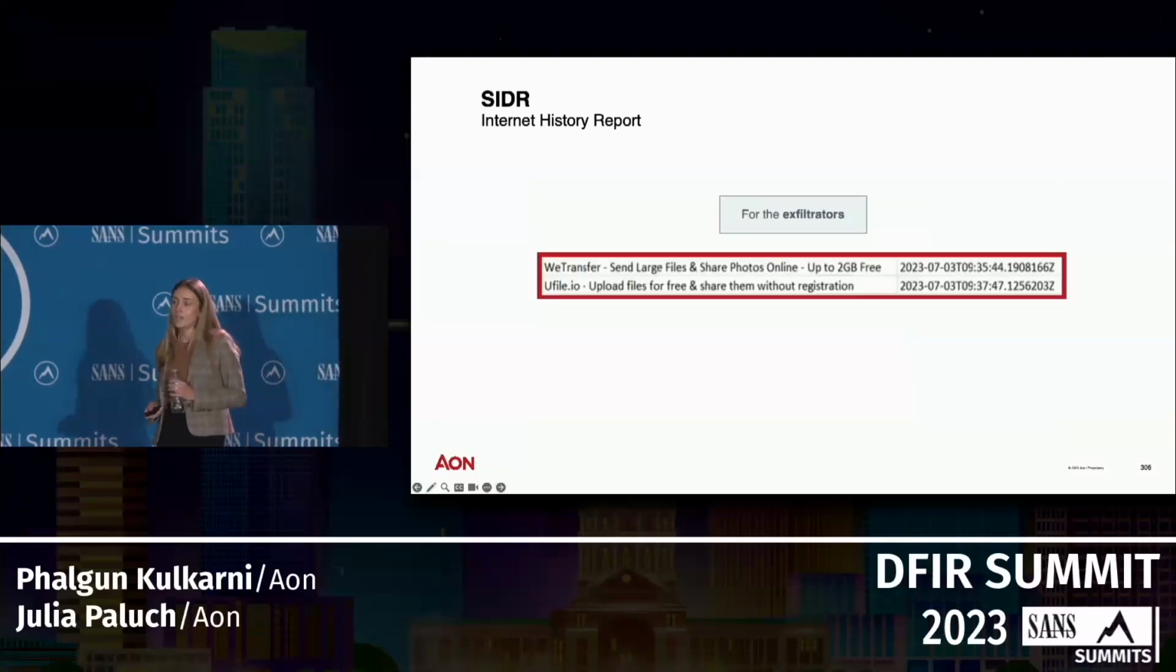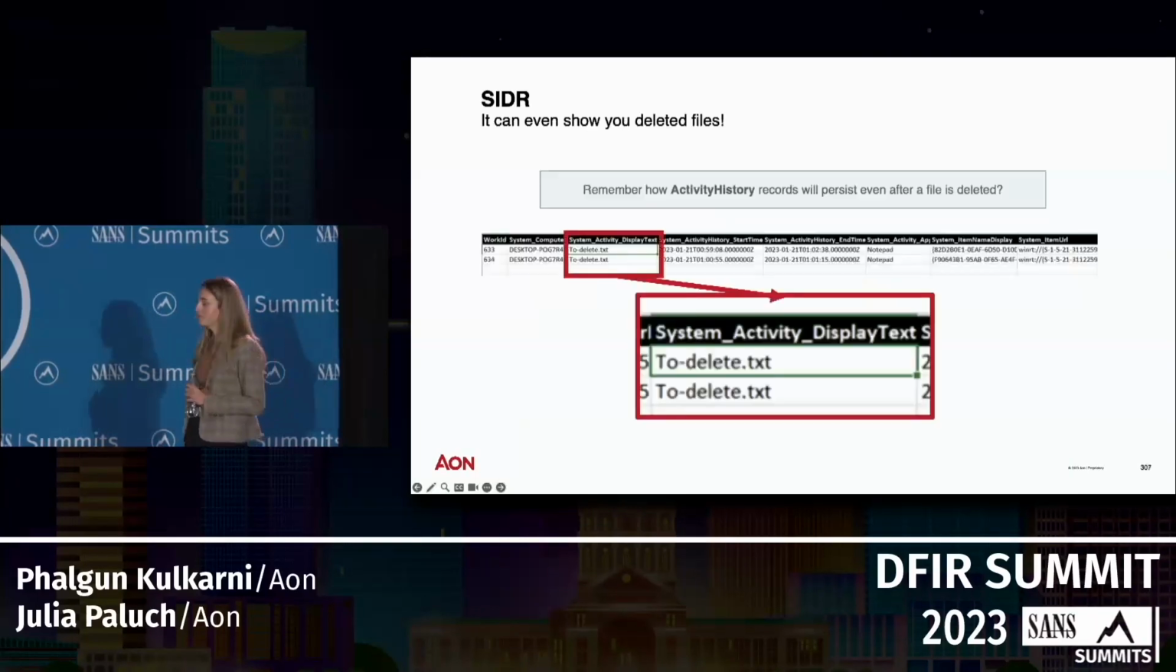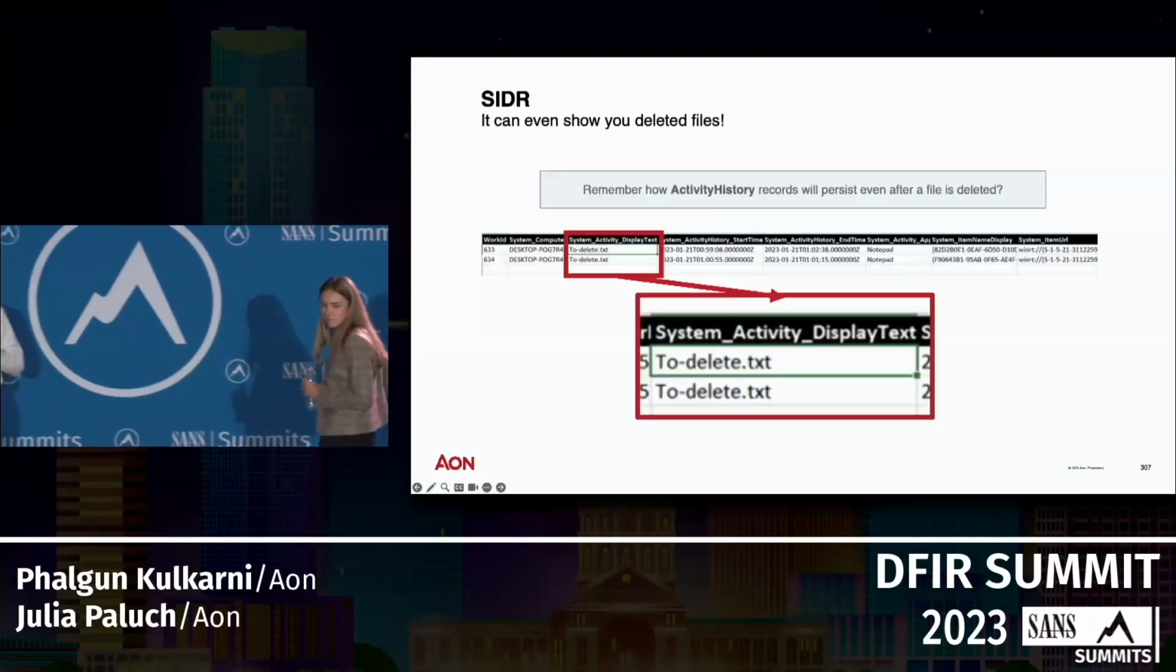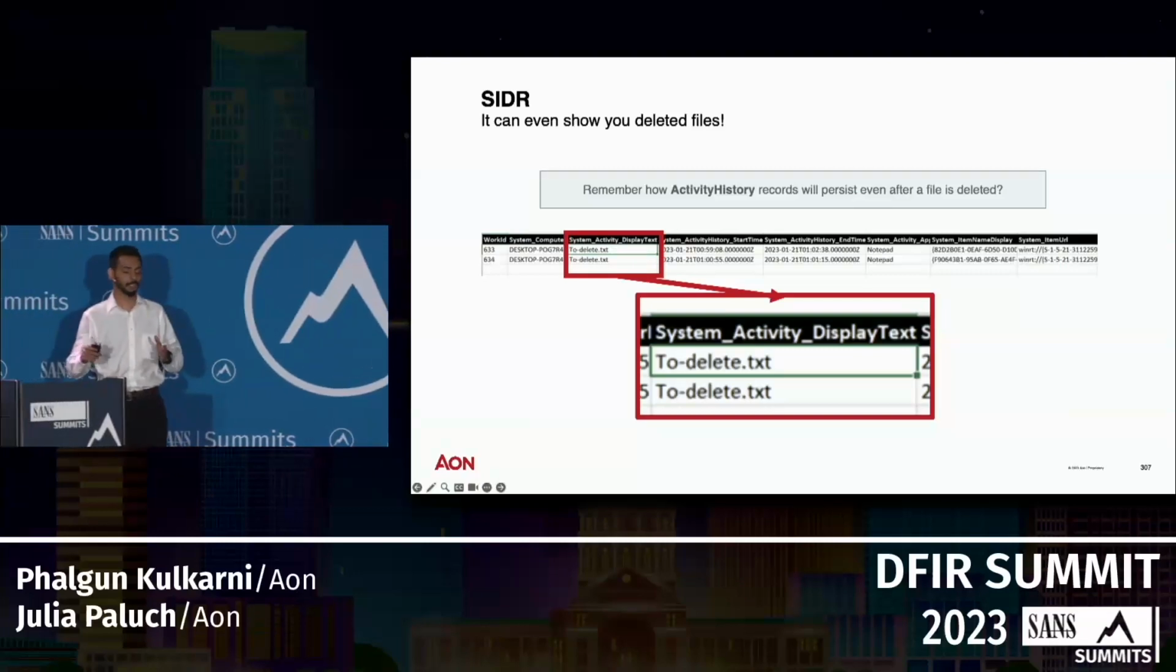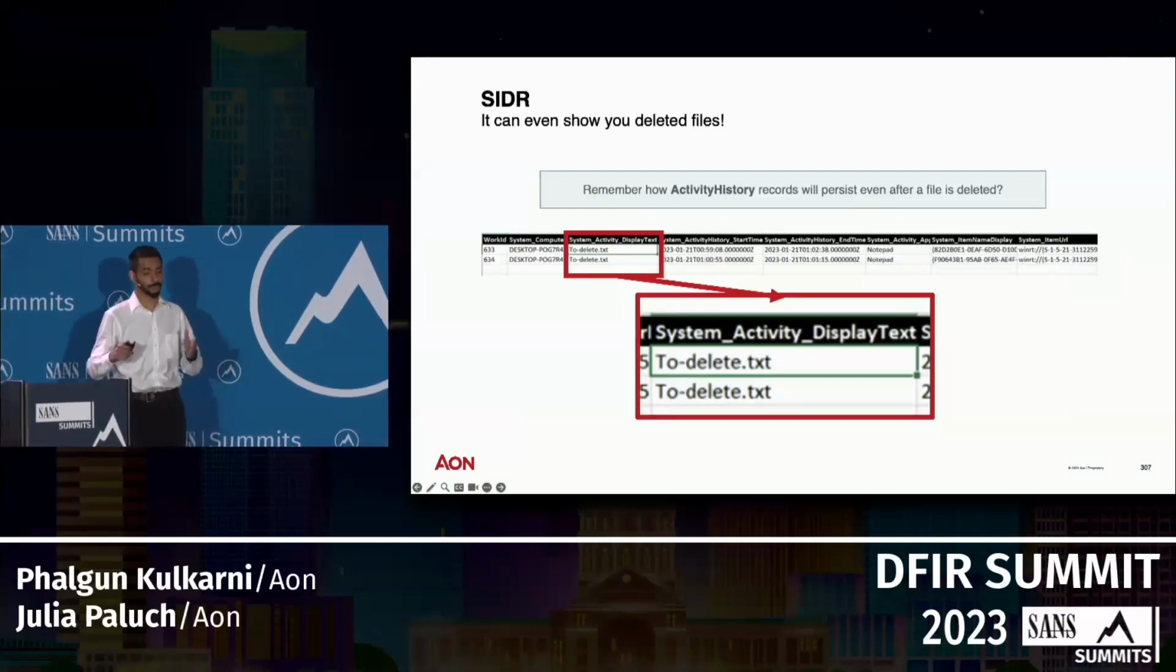Lastly, if you have a threat actor who's using a cloud storage website to exfiltrate data from your system, you're also going to get information about that in the Windows Search Index. All right, and remember how I mentioned we can even enumerate user activity for non-existing files? Cider can help you in that as well.